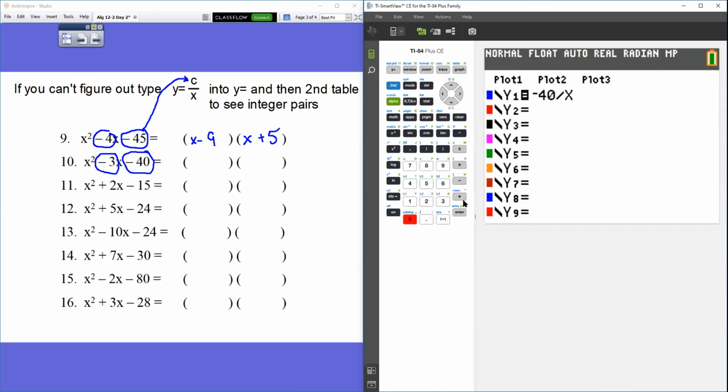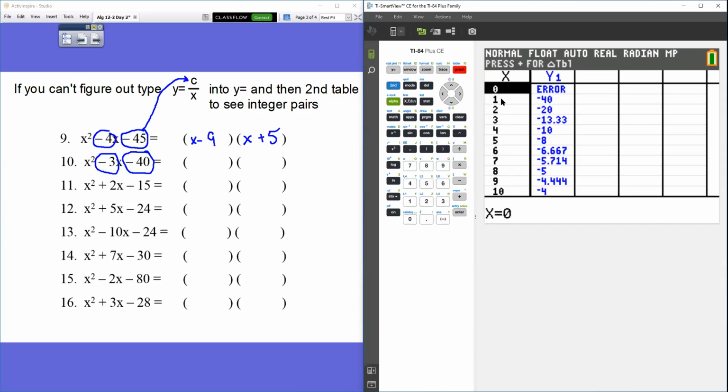So again, just to show you what would happen if I hit second and table right now, notice my pairs. I have 1 and negative 40, 2 and negative 20, 4 and negative 10, 5 and negative 8. A lot of times, especially with a number like 40, there are a lot of different possible things that multiply together to give you negative 40. Well, this narrows down your list and makes it a nice, neat list for you.